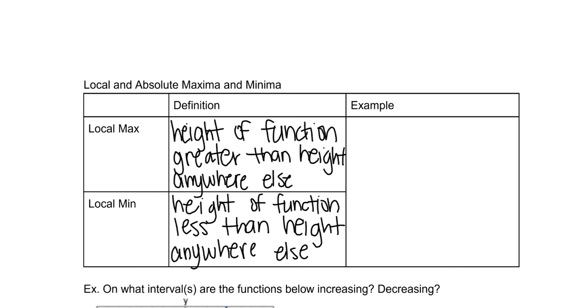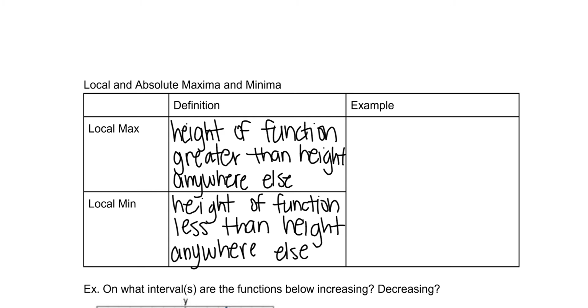An absolute max or min is just that highest point or that lowest point of the graph. And there's only one absolute max or min. So it's the most high or the most low. And you can have a graph that only has maximums or only has minimums. It could have neither. So it doesn't have to have both.